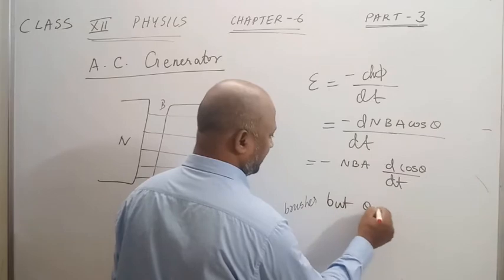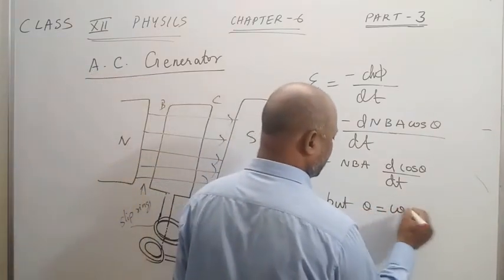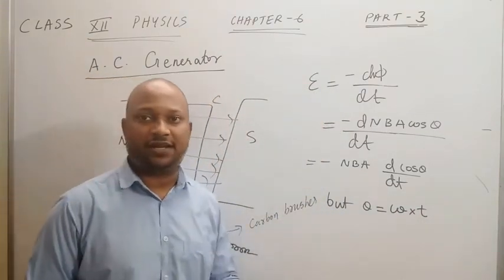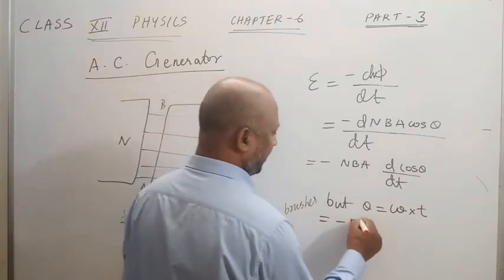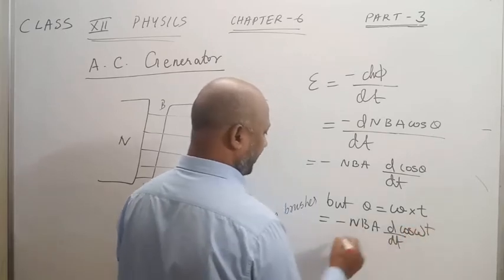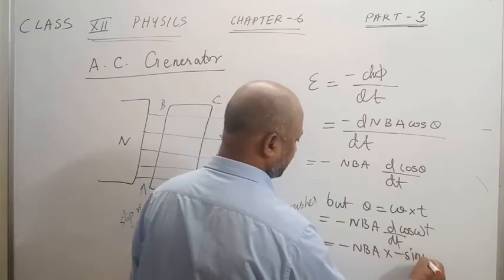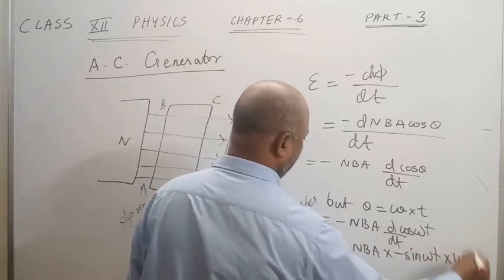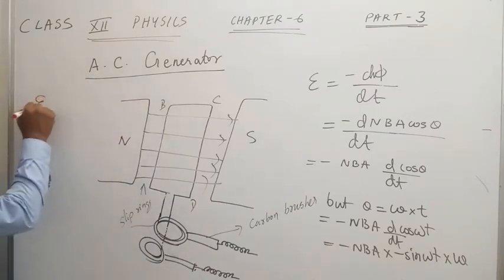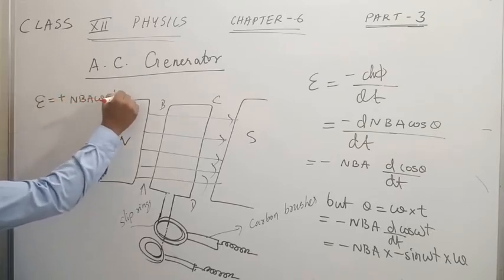So theta is equal to, displacement is equal to velocity into time. Angular displacement is equal to angular velocity into time, because angular velocity is equal to theta by t. So we can write here minus NBA d upon dt of cos omega t. The differentiation of cos omega t is minus sin omega t multiplied by omega. So the final answer to this derivation is EMF is equal to plus NBA omega sin omega t.